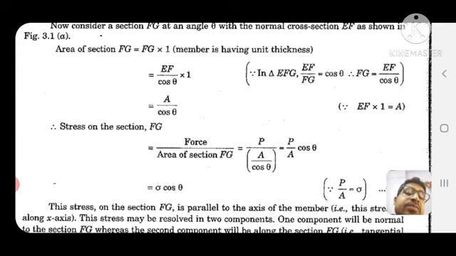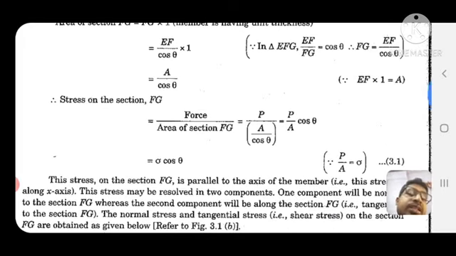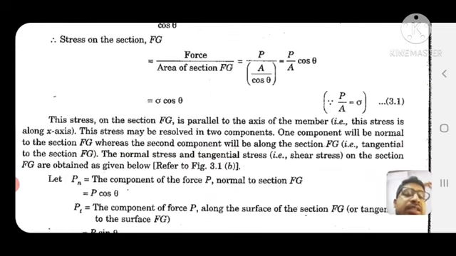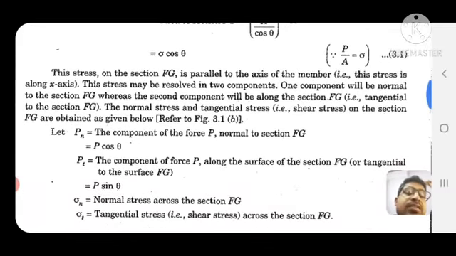Stress on the section FG is equal to force by area of cross section, P divided by A by cos theta. So P by A cos theta, that is equal to sigma cos theta. The stress on section FG is parallel to the axis of the member, that is, the stress is along the x-axis.